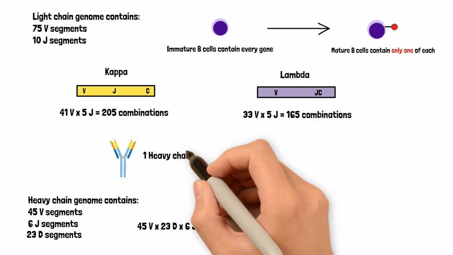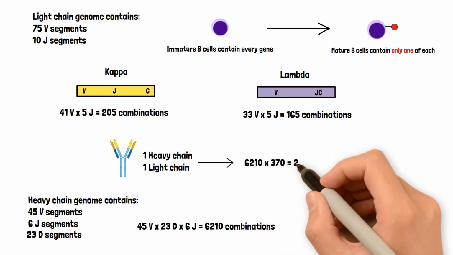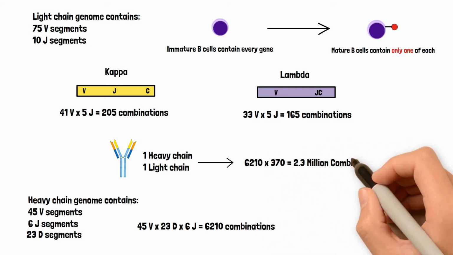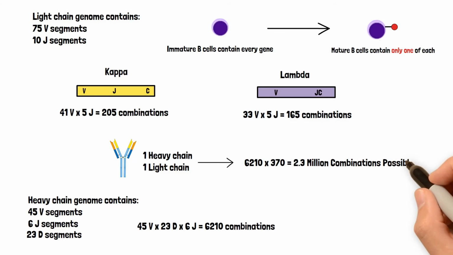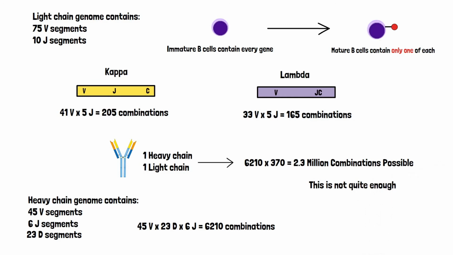Each antibody is made from one heavy chain and one light chain. So the full combination is 6,210 times 370, or over 2.3 times 10 to the 6th combinations. This is over 2 million possible combinations for an antibody to pick and choose from in order to make an antibody that matches the antigen. This is not quite enough to match the number of possible invading pathogens.